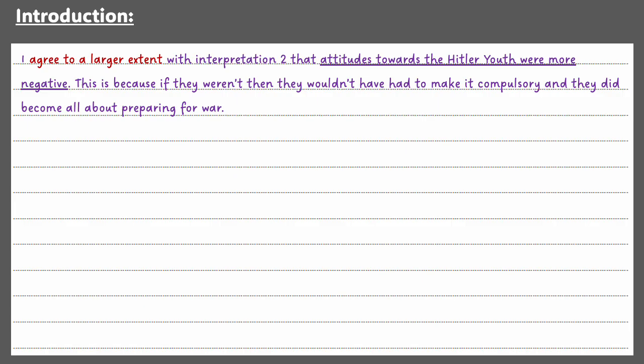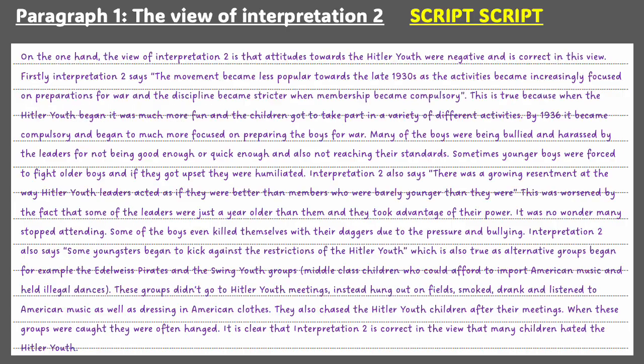So now we want to get into the crux of the essay, 2 nice big paragraphs. All right, so paragraph 1 is about interpretation 2, and that's only because the question says, do you agree with interpretation 2? No, you can do whichever one you want first, it doesn't matter.